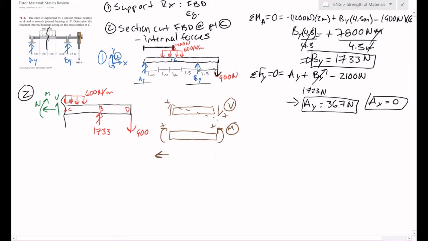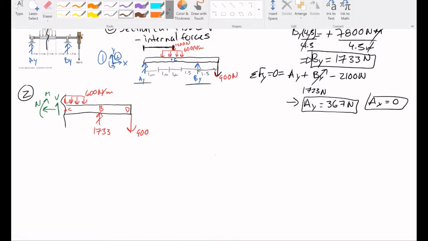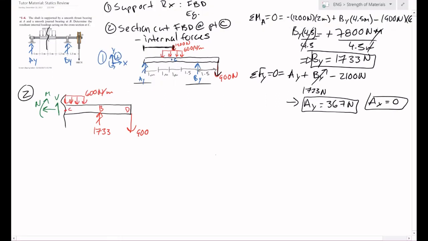All right, let's get to finding these internal forces. All right, what do we want to do? It looks like the shear is probably our easiest to find. Let's make sure to add this geometry. So from here to here, we get 1 meter. Here to here, not really drawn to scale, 1.5. Here to here is another 1.5 meters.